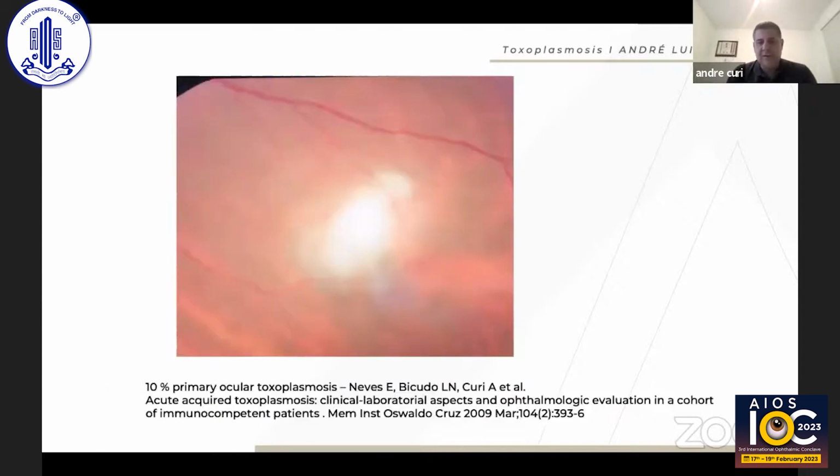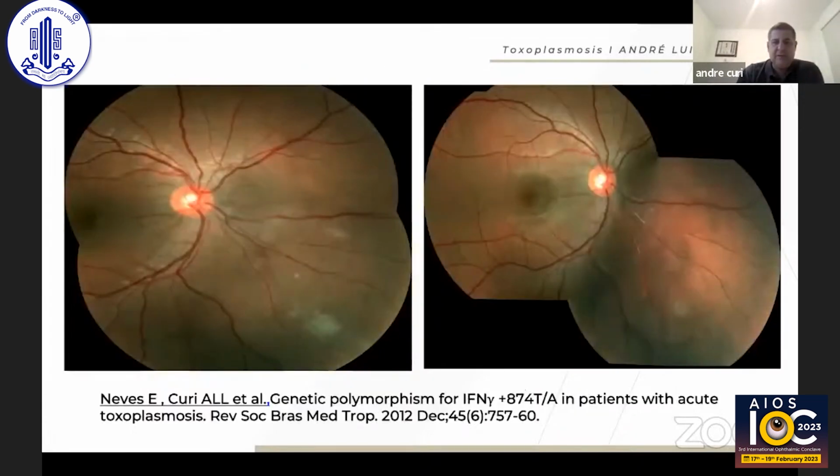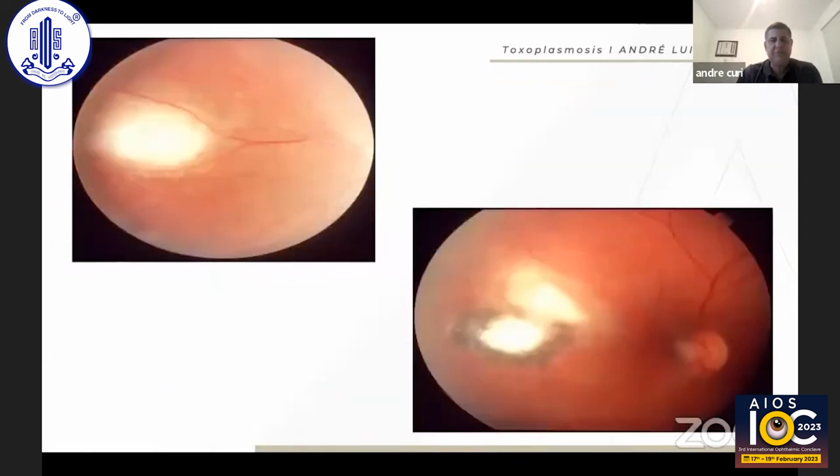With one single focus of retinochoroiditis, you can think of primary ocular toxoplasmosis. This is not common. You see around 10% of the patients with IgM positive following fever, rash, and lymphadenopathy. And usually after treatment, you can see there's almost no scar in the area of the healed lesion.